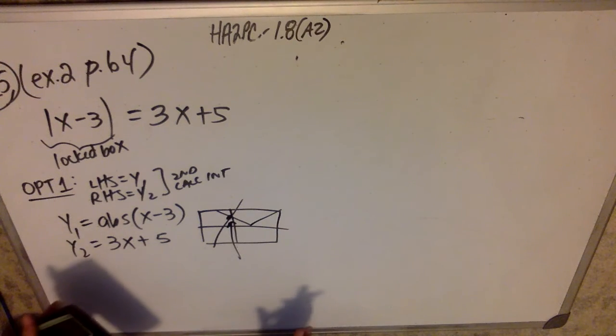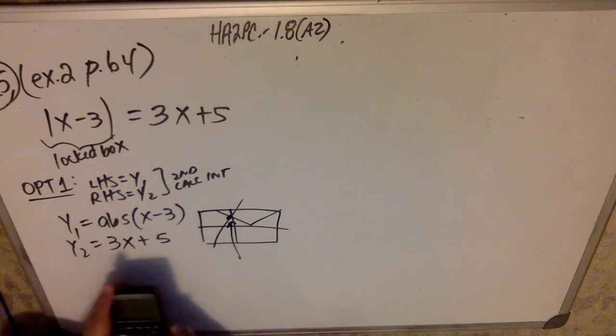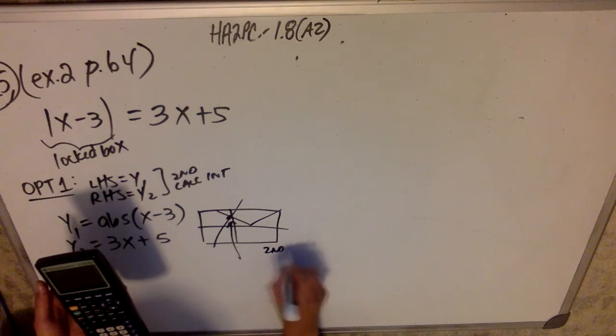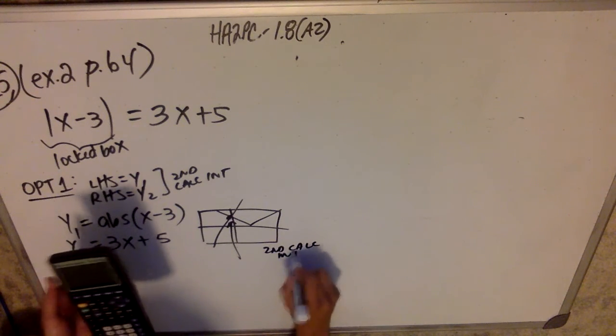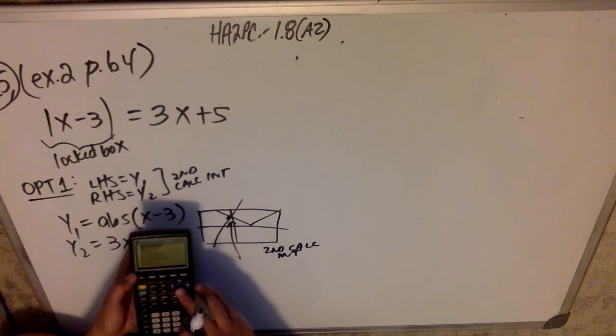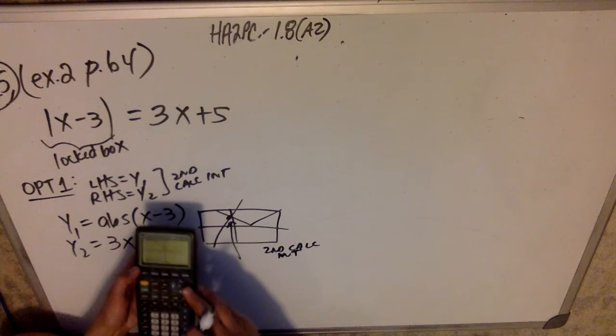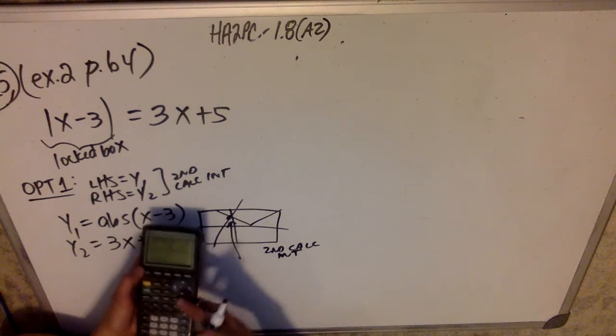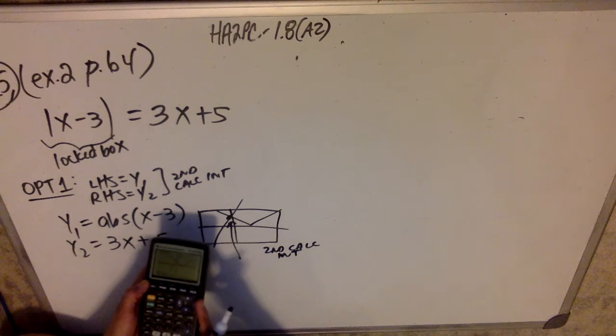I don't need it to be the prettiest graph I've ever seen. And then you're going to do second calc intersect, right? So second calc, you go down to 5, which is intersect. You scroll to where you think they're hitting each other, as close as you can to where they hit, and enter, enter, enter.